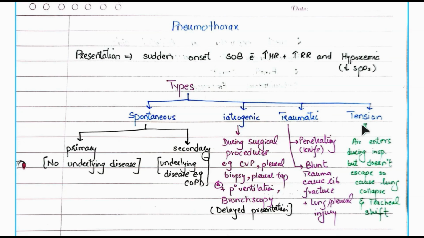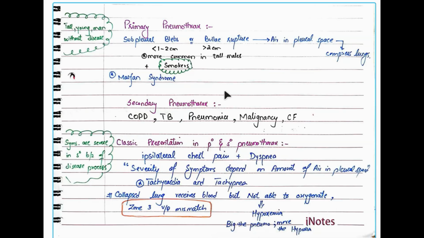What happens in tension pneumothorax is that air enters during inspiration but cannot escape. So the air will keep on increasing in the pleural cavity and eventually the lung on the affected side will collapse and it will cause a tracheal shift. There is another point that tension pneumothorax is one of the most severe types of pneumothorax. So now we will talk about primary and secondary pneumothorax.